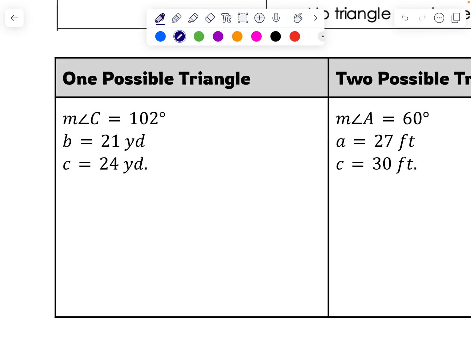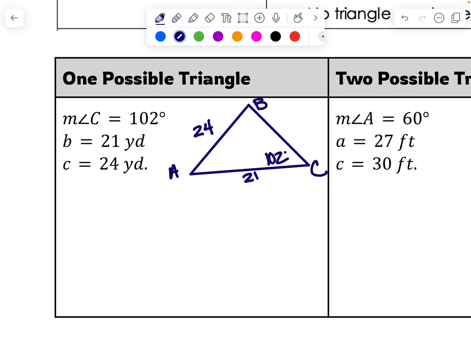This is going to give us one possible triangle. So I'm going to go ahead and draw this. And so as we're drawing this, remember that A, B, and C, we're looking at angles and opposite sides. So I'm just going to go ahead and label this. It doesn't have to be drawn to scale. But I've got A, B, and C. C is 102 degrees. Side C is 24, so that's its opposite side. And side B is 21. So I have that side angle relationship.